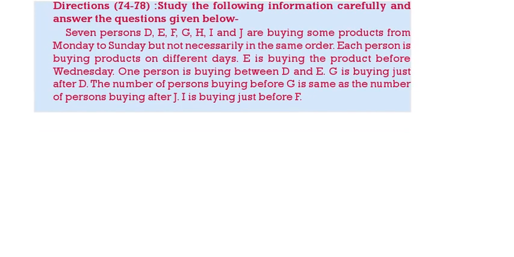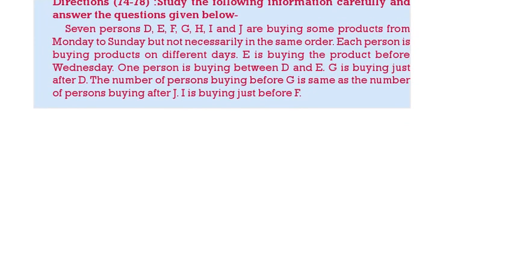Next, study the following information carefully, then answer the questions. 7 persons D, E, F, G, H, I, J are buying different products from Monday to Sunday. Each person is buying the product on a different day. E is buying the product before Wednesday. One person is there between D and E. G is buying just after D. The number of persons buying before G is the same as the number after J. I is buying before F.